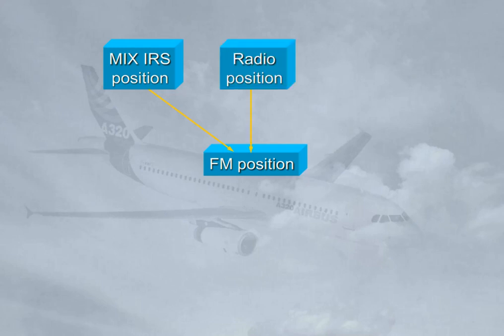Each FMGC computes its own aircraft position, FM position, from a mixed IRS position and a computed radio position or a GPS position. The system then selects the most accurate position, considering the estimated accuracy and the integrity of each positioning equipment.